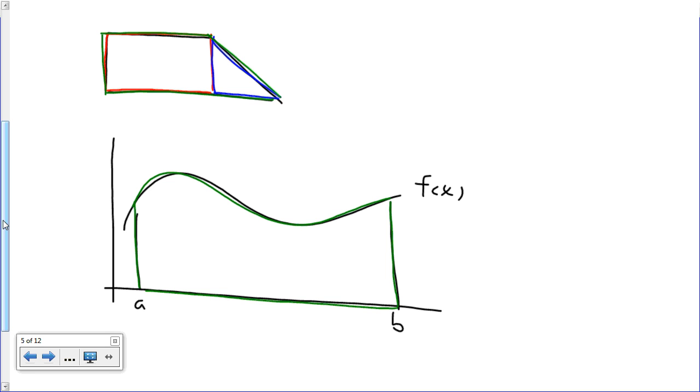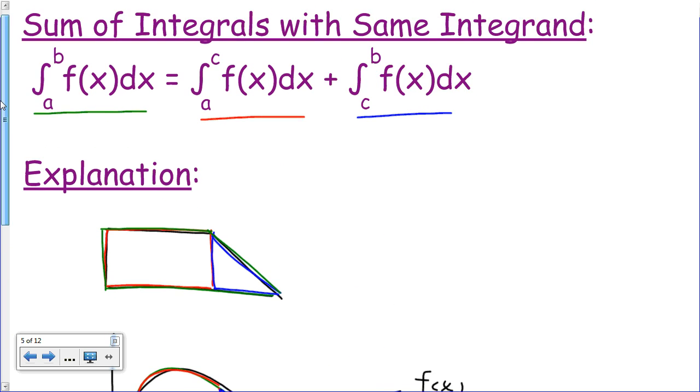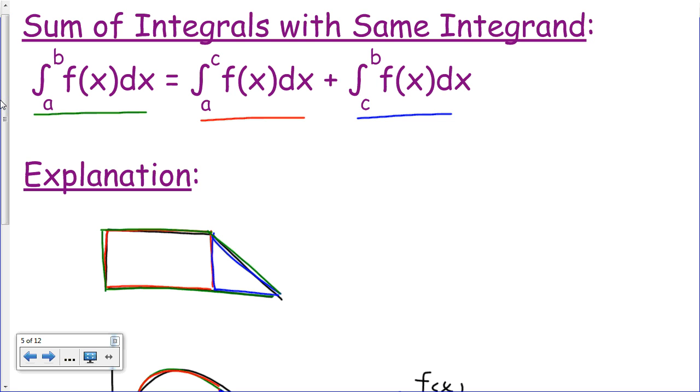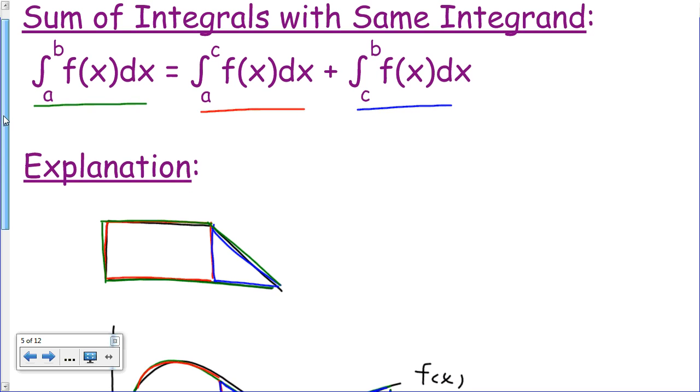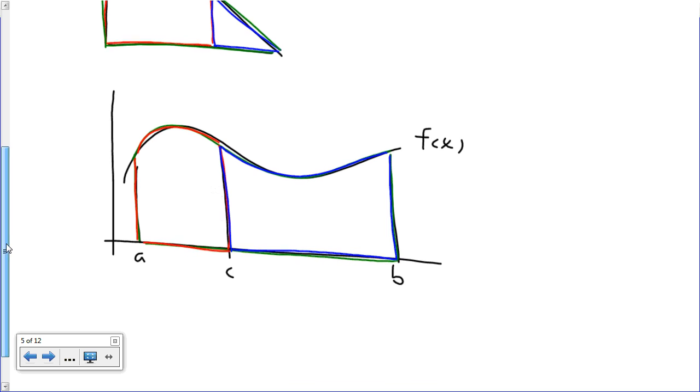Or you could split this up, and I could find some point. I'll just pick a point here. We'll say that this is C. I could instead integrate from A to C and find the area of this region, and then integrate from C to B. That is this region. Add up the two pieces and get the whole. Same thing with our trapezoid example that we had up above. Okay, and that's all this is saying. The definite integral from A to B is the same as the definite integral from A to C plus the definite integral from C to B.